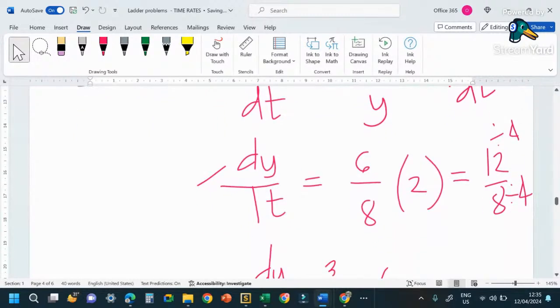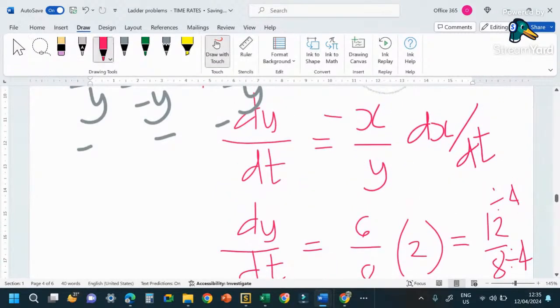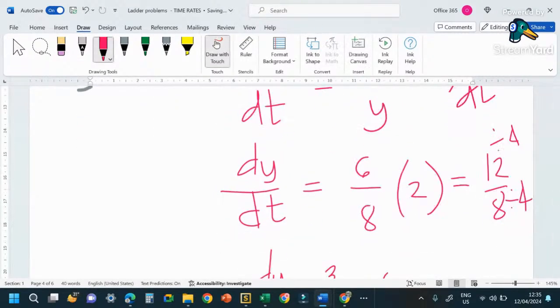So let's substitute now. Where is my negative here? The negative wasn't written, so let's put the negative aside there. So our x is 6, our 8 is our y, and 2 is dx over dt. So 6 times 2, why did I do that? Because 2 has 1 as a denominator. 6 times 2 is 12, and 8 will be the denominator.